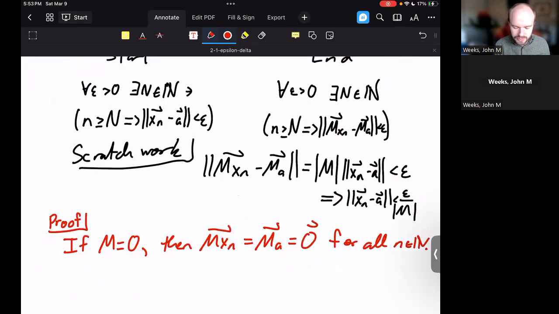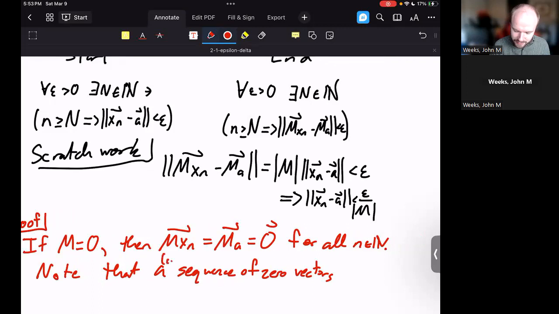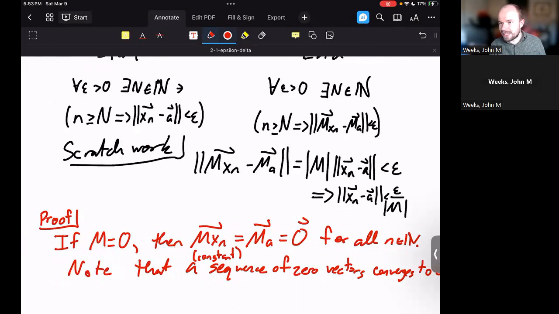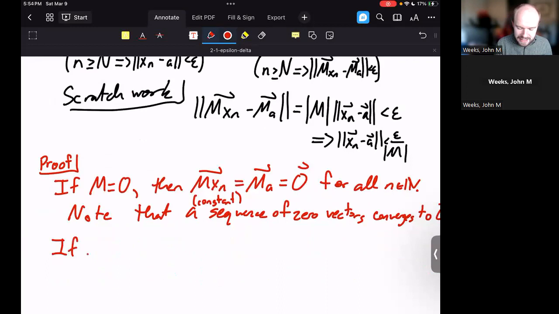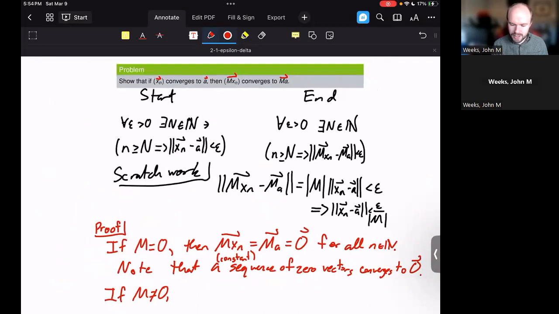And then we can just note that a sequence of 0 vectors, and we can say, if we want to, a constant sequence, if we would like. A constant sequence of 0 vectors converges to 0. So we've got our case of m equals 0. Didn't need to think too much about this, just needed to note that and then kind of move on. If m is not equal to 0, now I can start going through and doing this sort of start-end process.